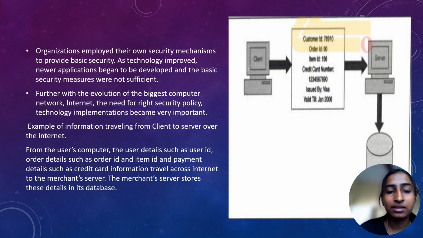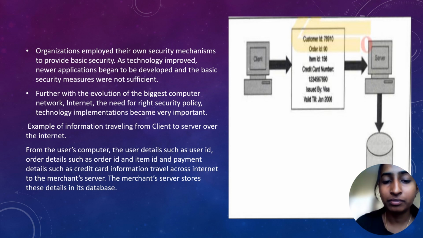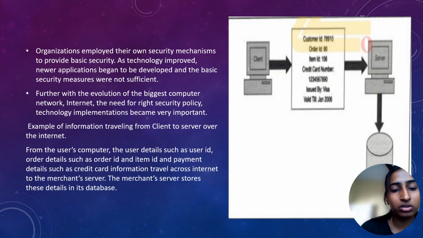Next is an example of information traveling from client to server over the internet. From the user's computer, the user details such as user ID, order details such as order ID and item ID, and payment details such as credit card information travel across the internet to the merchant server. The merchant server stores these details in its database.